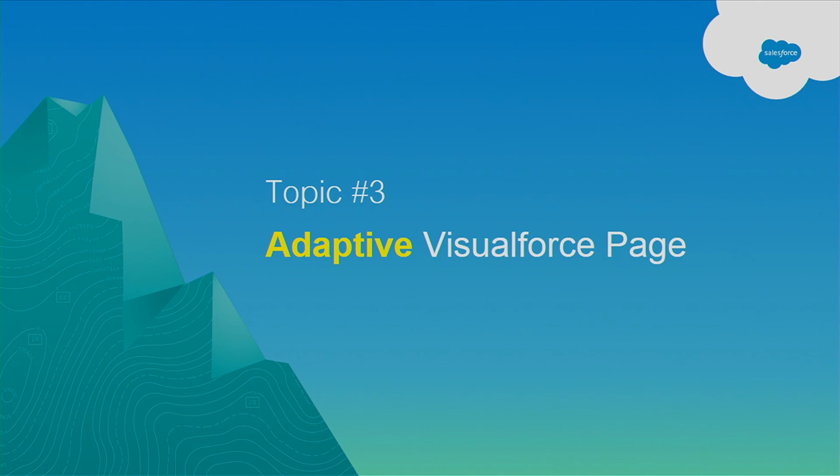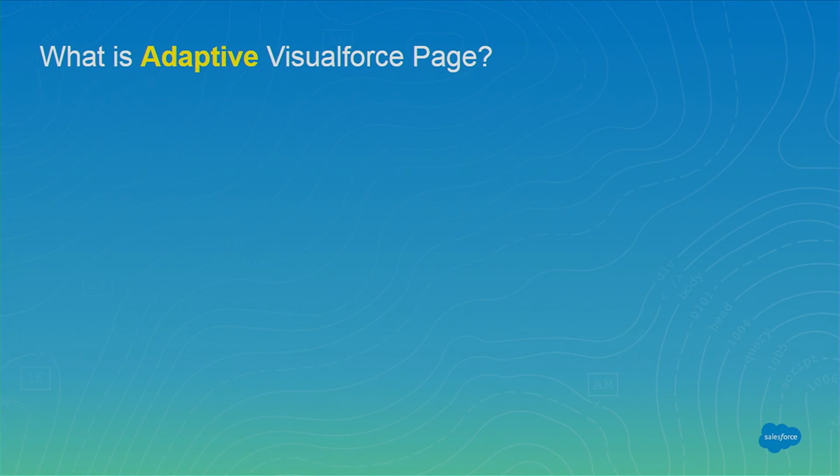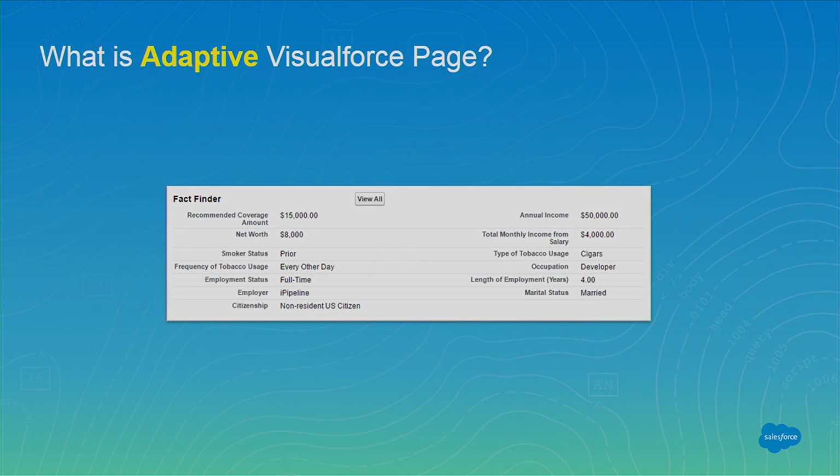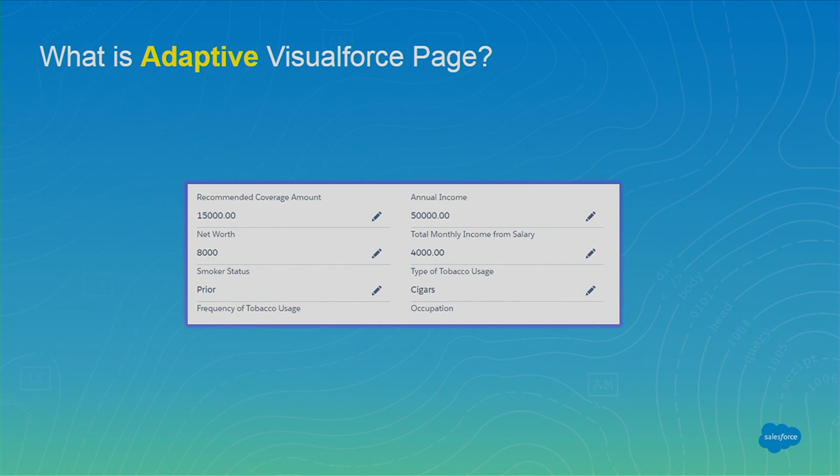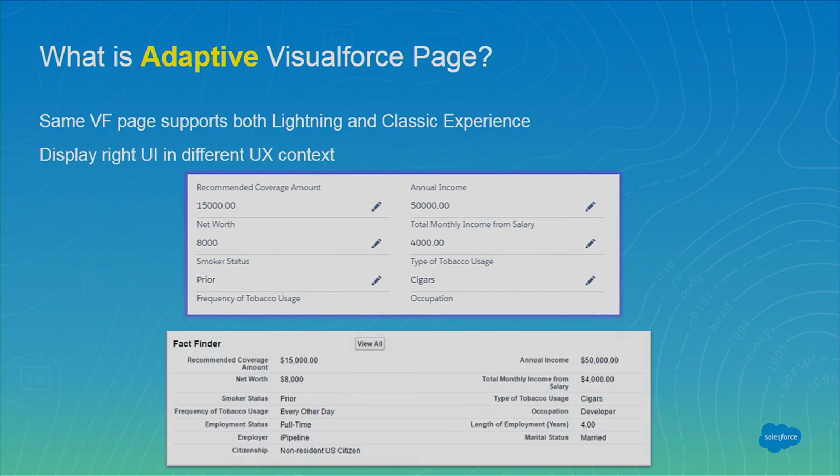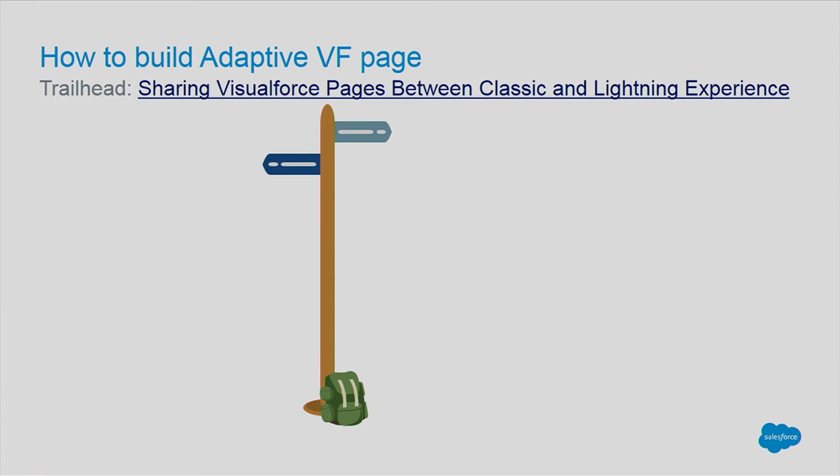There's another very interesting topic that Lina also demoed. We call it the adaptive VisualForce page. If you still remember in the previous demo, Lina showed you the fact finder VisualForce page. When the user switches the user experience, the page automatically switches its look and feel into Lightning. So we call this technique adaptive.